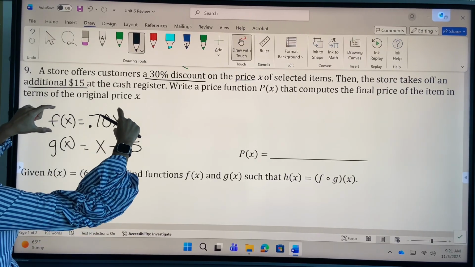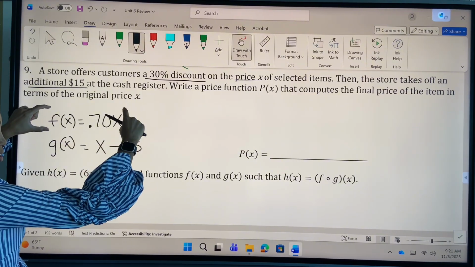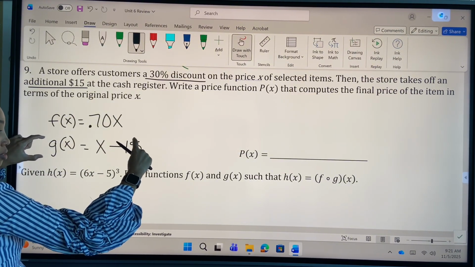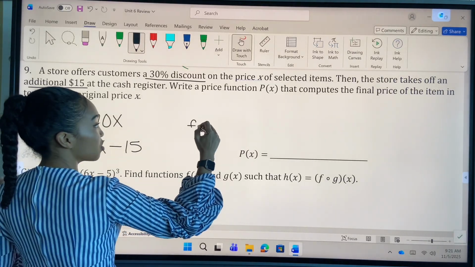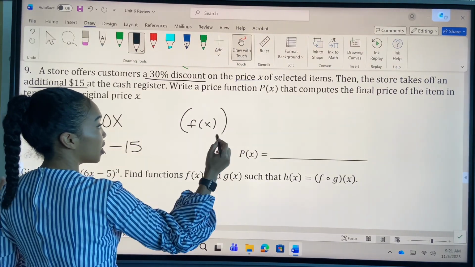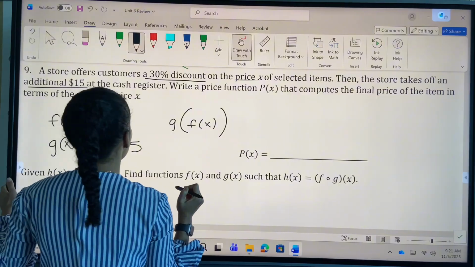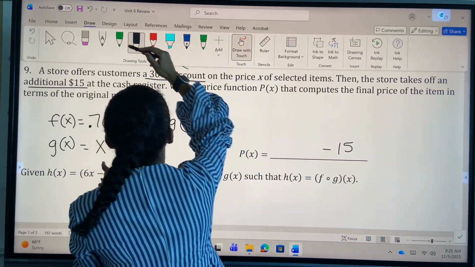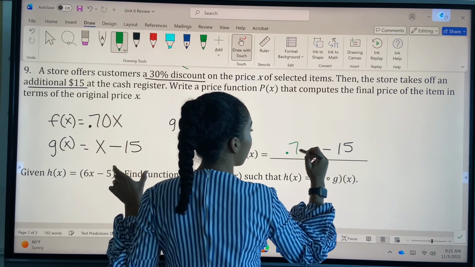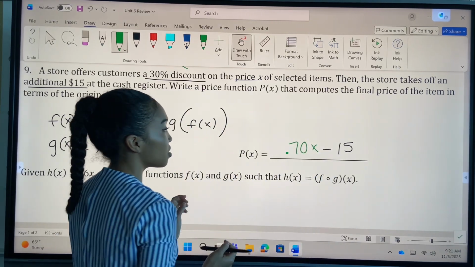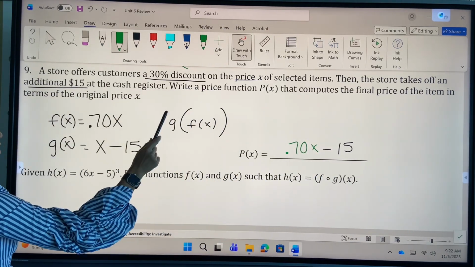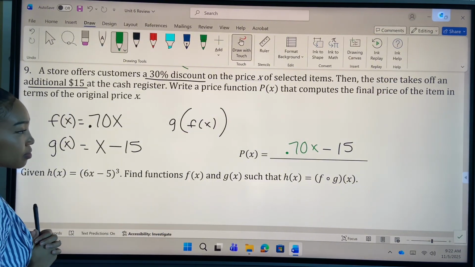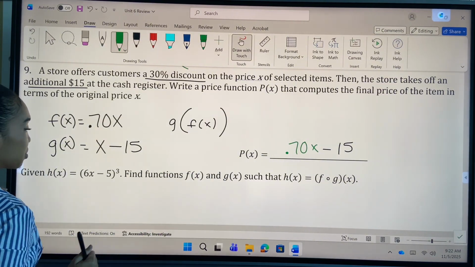So first you did f of x, only taking 70% of the price, and then you subtract an additional $15. So you do f of x first, and then you apply g of x. So g of x is x minus 15, and then you do 0.70x. So this is the composition. We put f inside of g. This is read as g of f. So that is your composition.